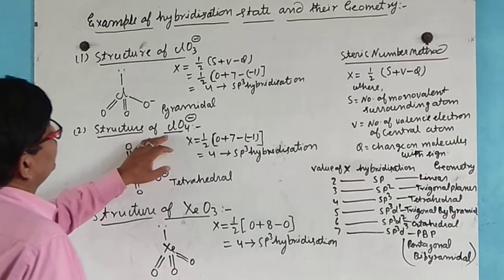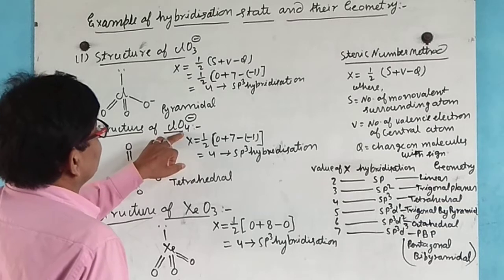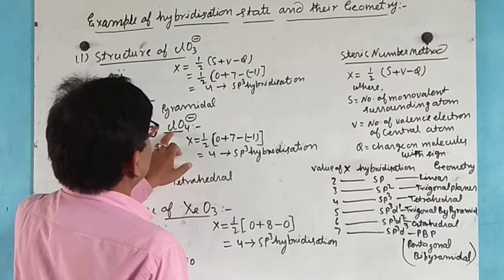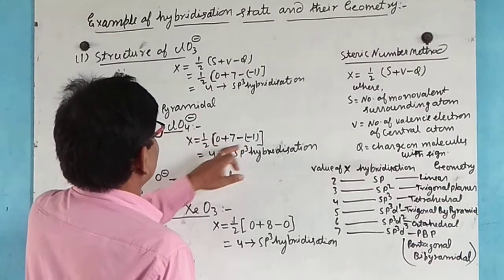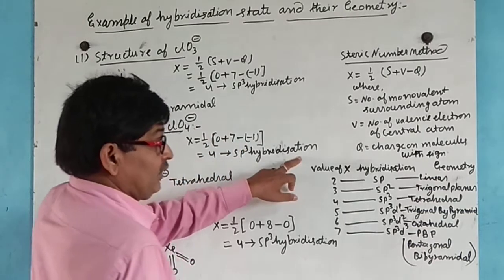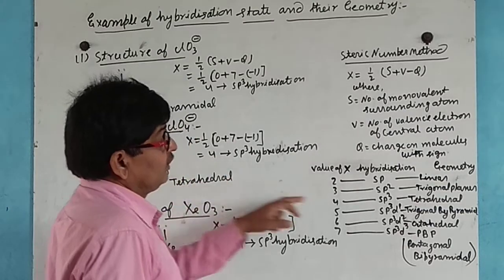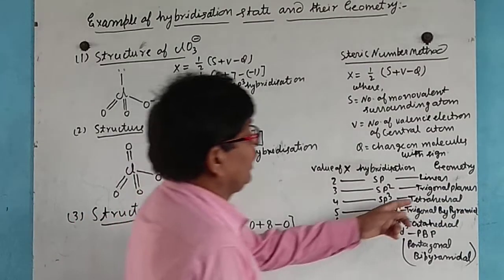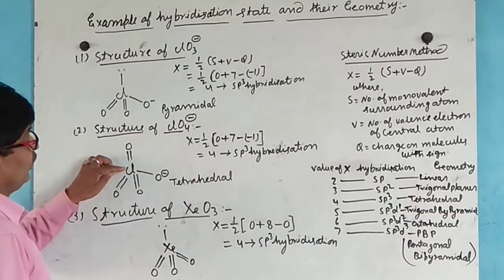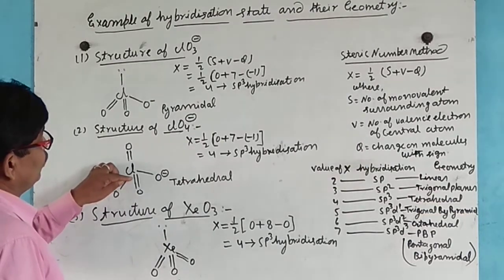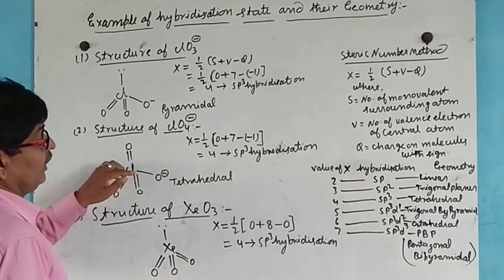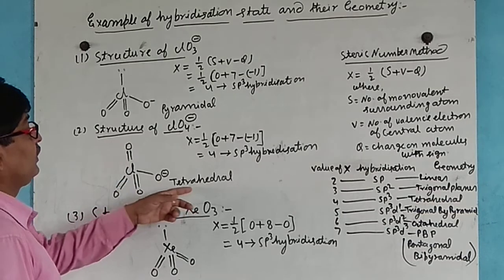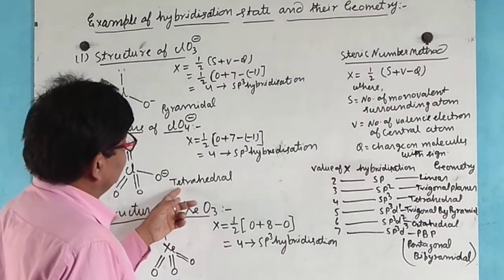Second, the structure of ClO4-. Here S is equal to 0 and V is equal to 7. The charge is -1, so X is 4. It is sp3 hybridization, because X is equal to 4, and it is tetrahedral because chlorine has 7 electrons and is connected with oxygen, so its structure is tetrahedral.